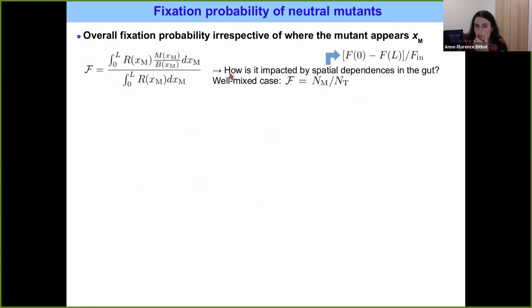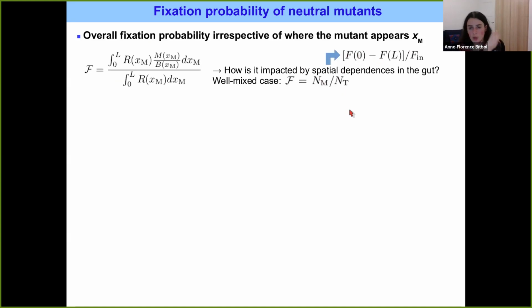And we want to ask how it is impacted by the spatial dependencies in the gut, which we can quantify by this number, food at the entrance minus food at the exit divided by incoming food. And we want to compare this to the well-mixed case, where the fixation probability would be simply the ratio of mutants number introduced divided by total number of bacteria in the system.